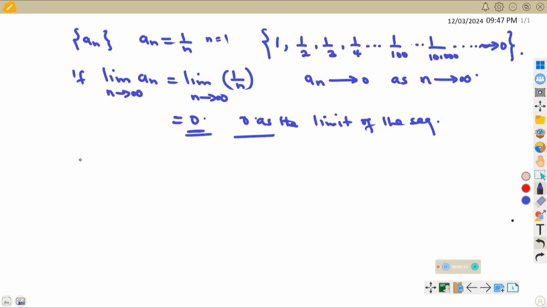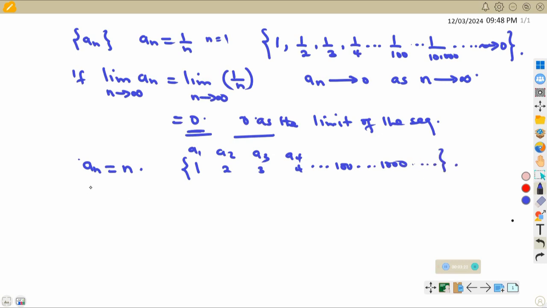But if you have, for example, a sequence for which the terms a_n is n. So it means if n is 1, this will be 1. This is a1. So a2 will be 2, a3 will be 3, a4 will be 4. So it keeps on. It means a100 will be 100. Next will be, for example, 1000. So it keeps on increasing. So let us look at the case.